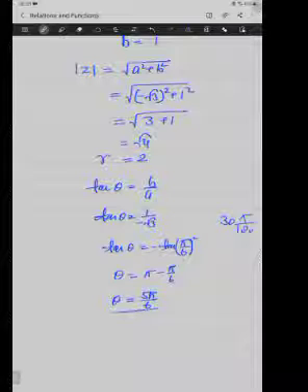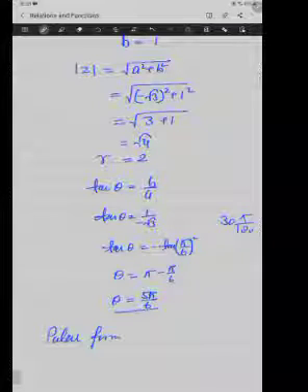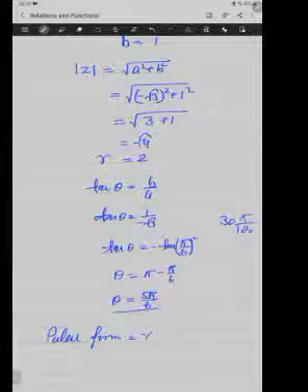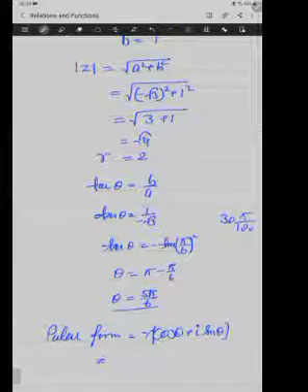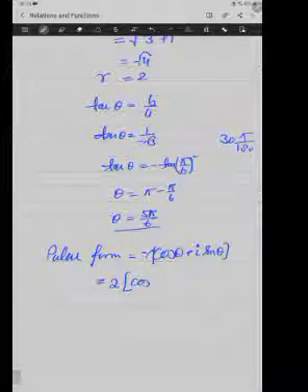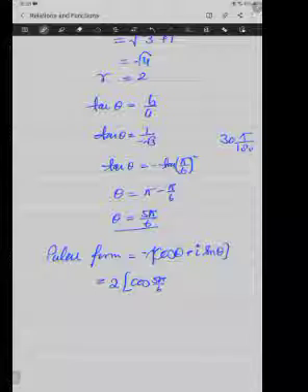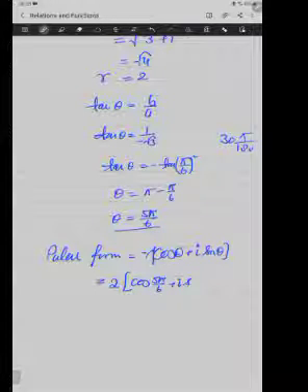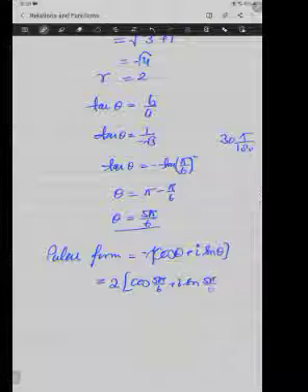Whereas if the question is saying write the polar form, then it is R cos theta plus i sin theta. So it will be R, that is 2, cos 5 pi by 6 plus i sin 5 pi by 6. This will be the polar form.